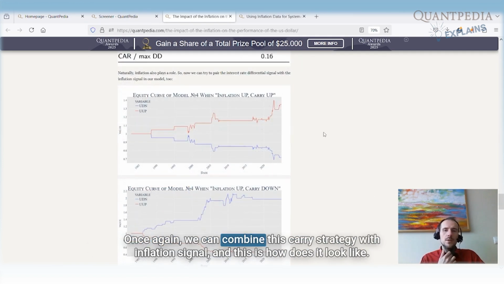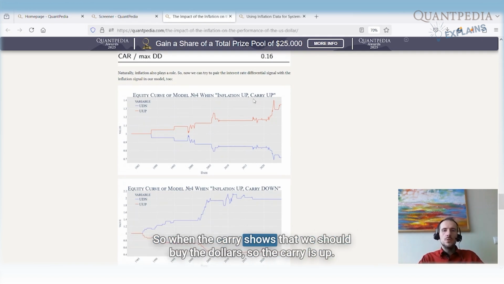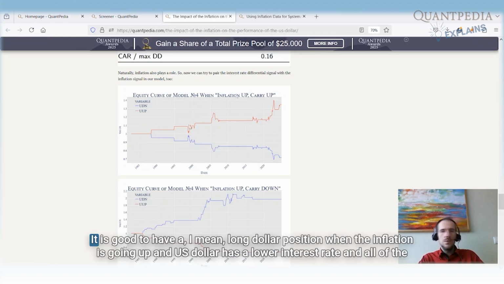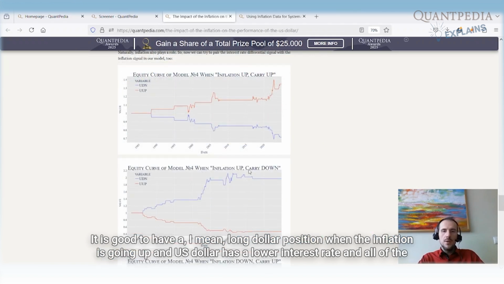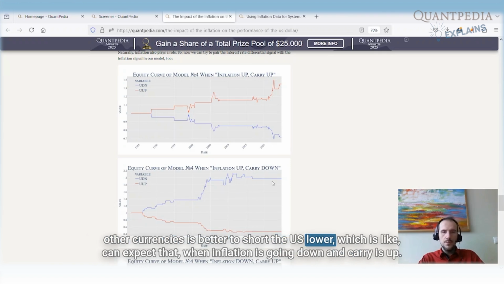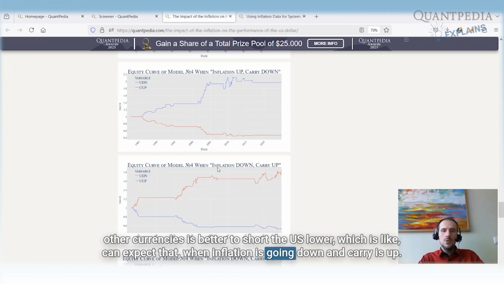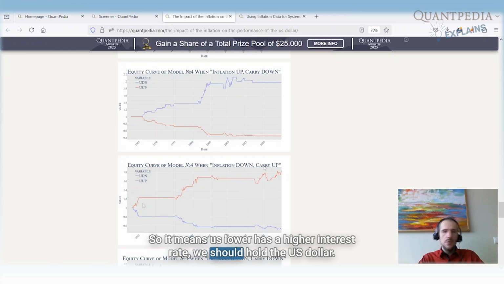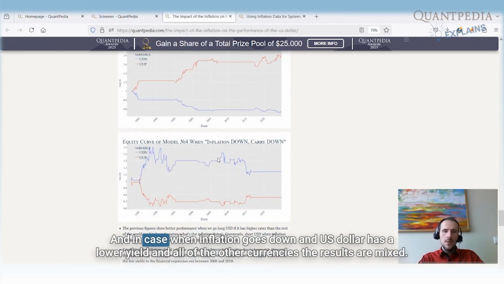Once again, we can combine this carry strategy with the inflation signal, and this is how it looks. When the carry shows that we should buy the dollar, so the carry is up, and inflation is going up, it is good to have a long dollar position. When inflation is going up and the US dollar has a lower interest rate than all of the other currencies, it's better to short the US dollar, which you can expect. When inflation is going down and the carry is up, so the US dollar has a higher interest rate, we should hold the US dollar. And when inflation goes down and the US dollar has a lower yield than all of the other currencies, the results are mixed.